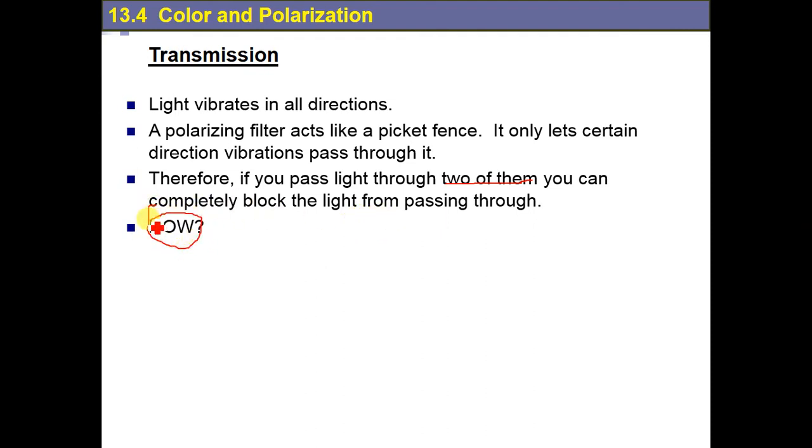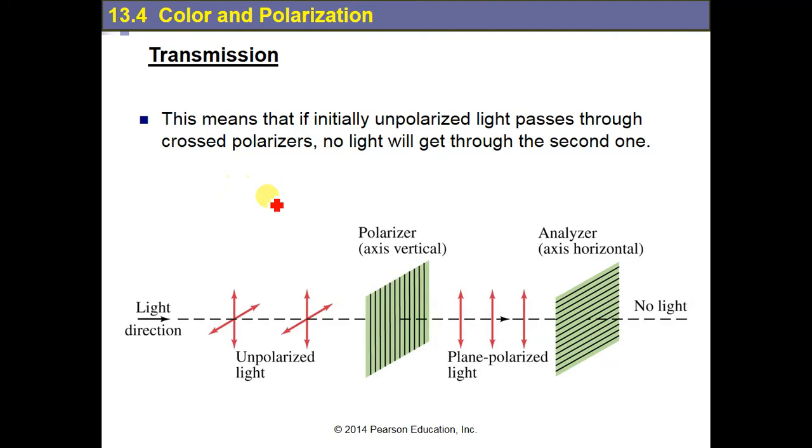How should you place the two polarizers in order to block the light totally? We should place them perpendicular to each other. Again, here you have unpolarized light. This is the first polarizer. The transmission axis is vertical, so only this one can pass. The others are blocked. Now we got polarized light, linearly polarized light.